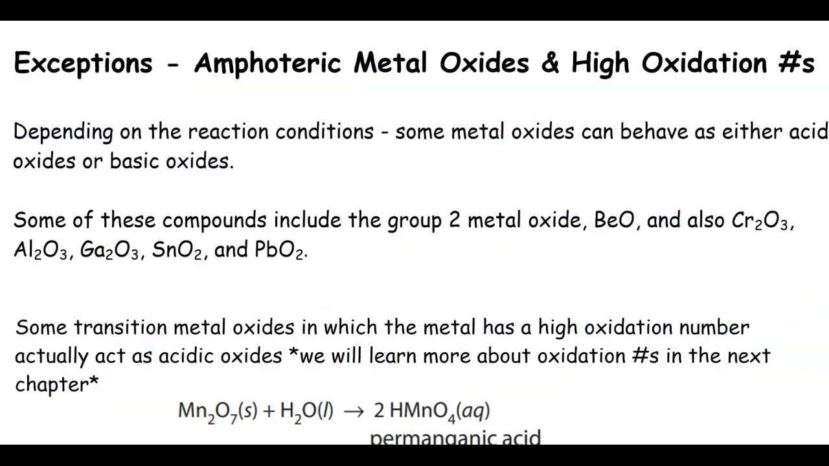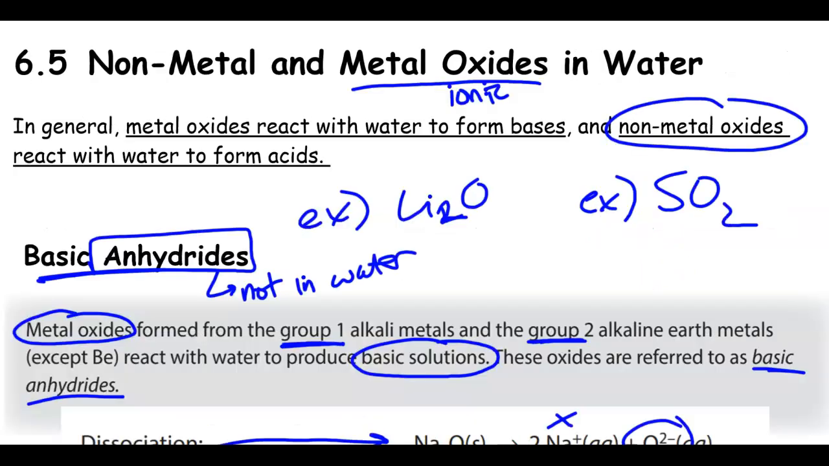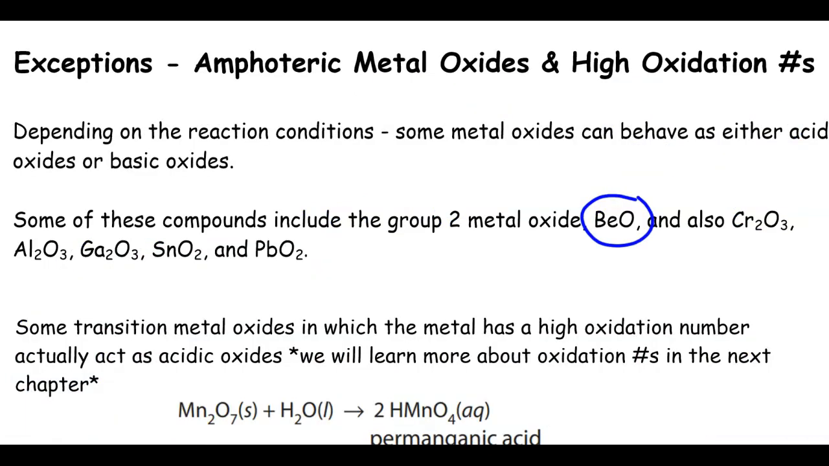All right, so let's talk about some exceptions to this rule. Amphoteric metal oxides and high oxidation numbers. When we talk about metal oxides with high oxidation numbers, some of them are included in group 2. So actually, beryllium is one of these exceptions to the rule, which is why it was mentioned over here, except beryllium. So beryllium does something different. We're going to look at this.